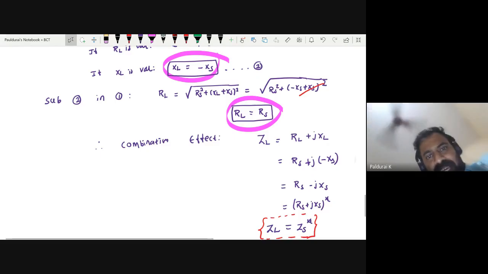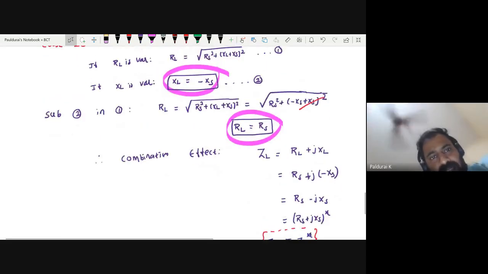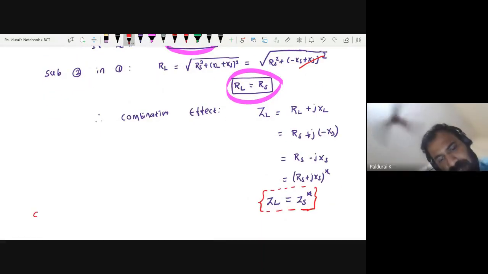So we completed case 2. Okay. Case 3, it's very simple. Let me complete that also. Case 3, source impedance and load resistance.